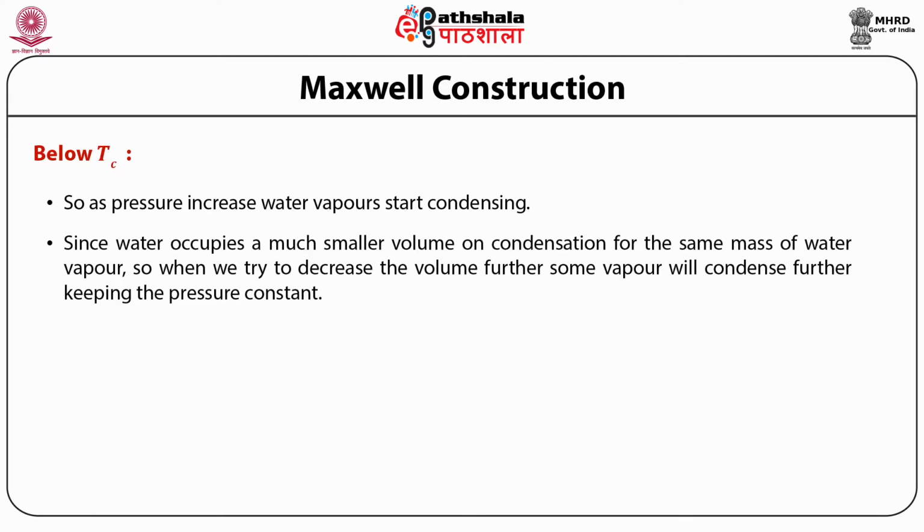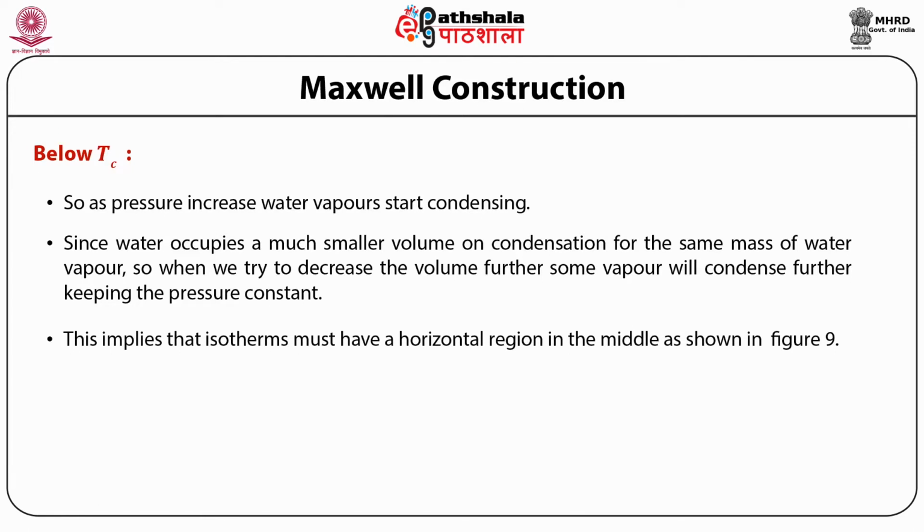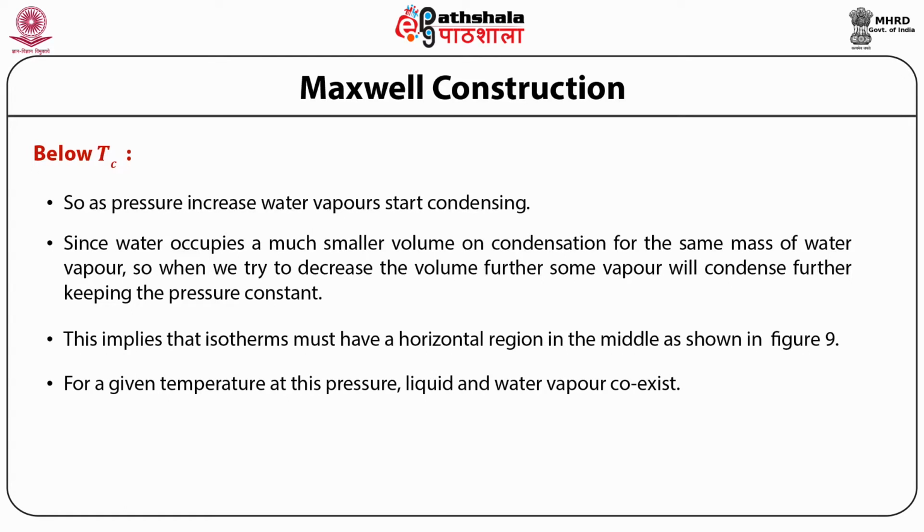Since water occupies a much smaller volume on condensation for the same mass of water vapor, when we try to decrease the volume further, some vapor will condense, keeping the pressure constant. This implies that isotherms must have a horizontal region in the middle as shown in figure 9. For a given temperature at this pressure, liquid and water vapor coexist. When the whole of the water vapor gets condensed, to decrease the volume further, one needs to apply a very large pressure with a consequent steep rise in the isotherm.